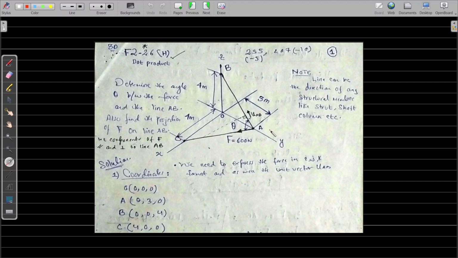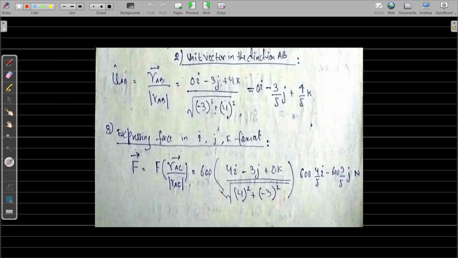Now, as I told you, the next thing is that we have to transform this 600 Newton force into Cartesian vector form. Okay, this is a scalar force. So, in order to transform it, we will use vector F, which will be the magnitude F into the unit vector AC. But what is unit vector AC? It is nothing but position vector RAC divided by RAC mod.